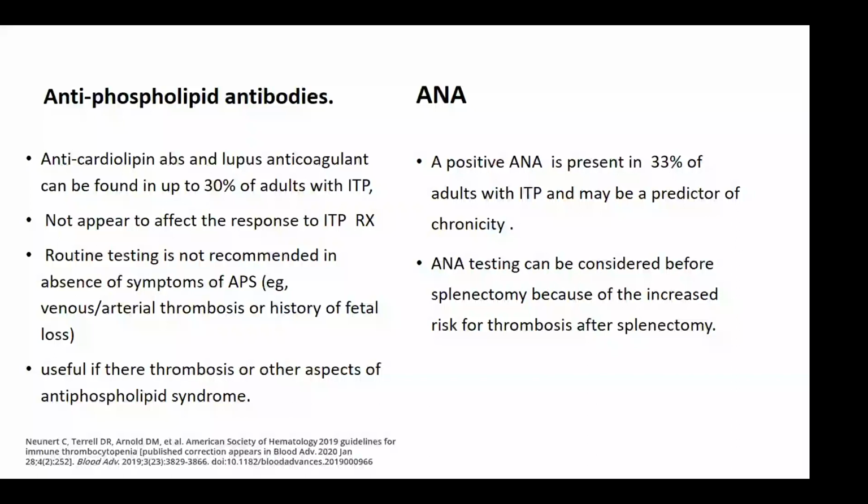ANA is usually present in 1/3 of patients with ITP, and it's a predictor of chronicity and can be considered before doing splenectomy, because if it is positive, it increases the risk of thrombosis after splenectomy.